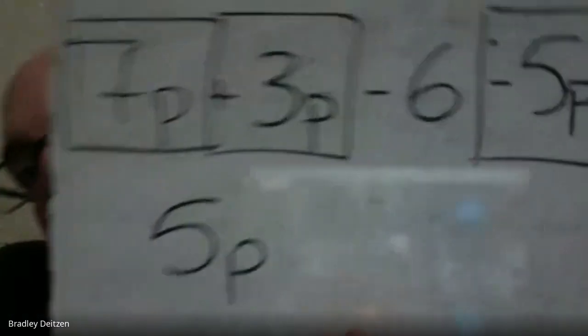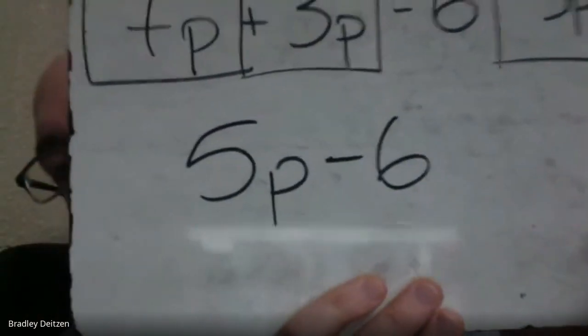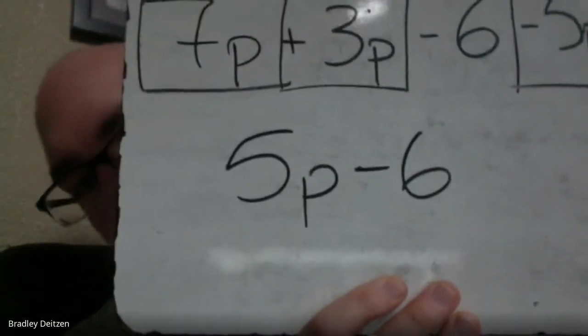All right, so all the ones that have the letter p can go together. All of those, they all can be put together. So 7 plus 3 minus 5. 7 plus 3 is 10. Minus 5 leaves us with 5p. And then the only thing that's left over is that minus 6. So we're left with 5p minus 6. And that's as simple as it gets.